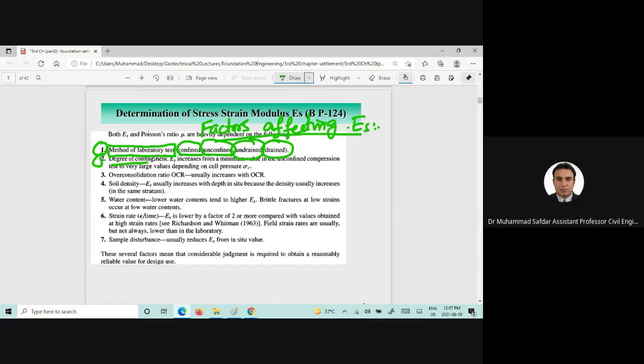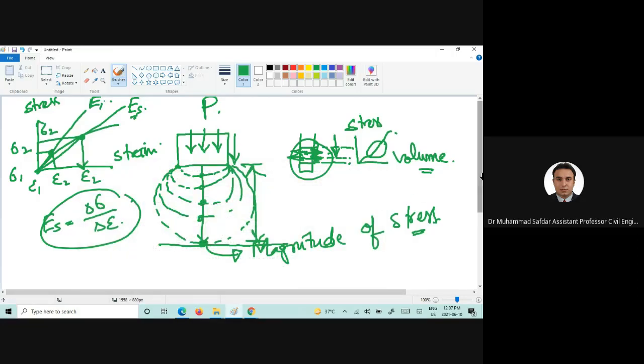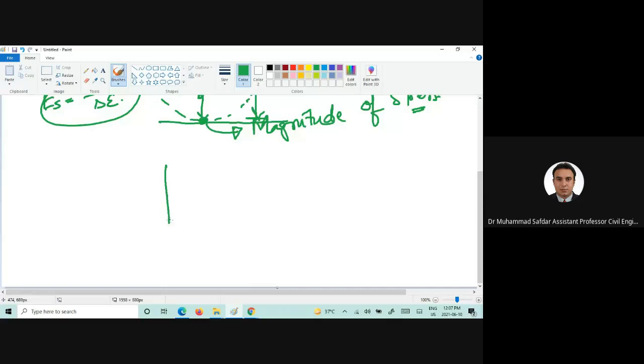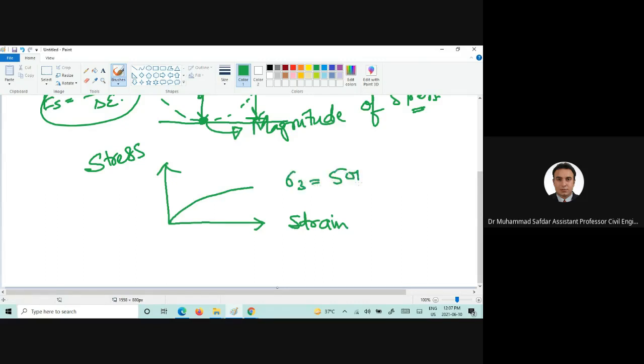Now for the degree of confinement, if you remember, if we perform a test with 50 kilopascal of the sigma 3, or the confining pressure, and then again if we increase the sigma 3 to 200 kilopascal, the stress strain behavior would be different.